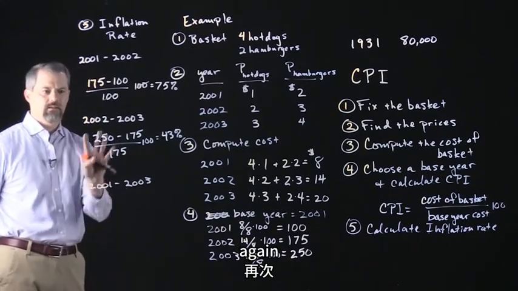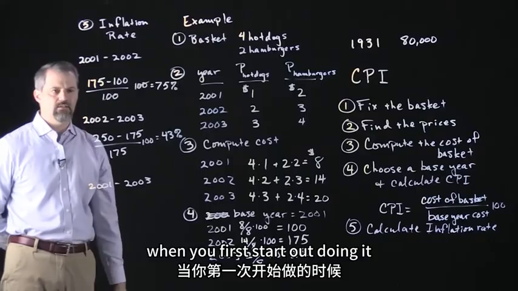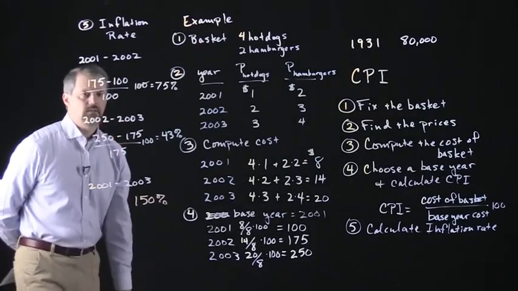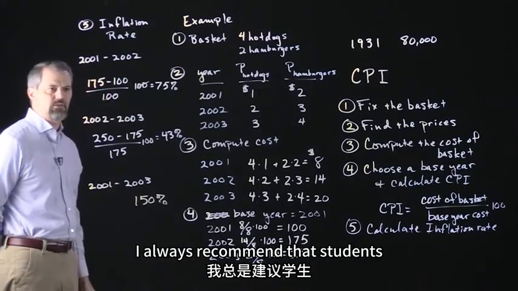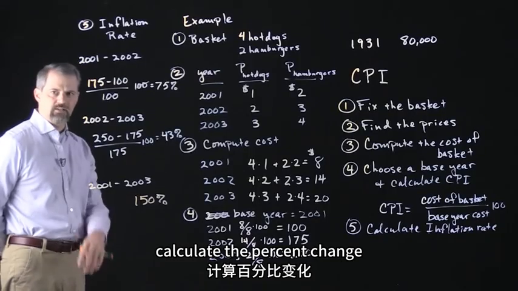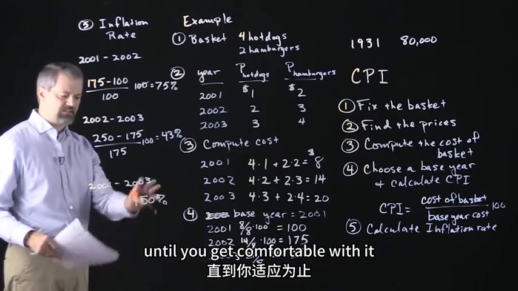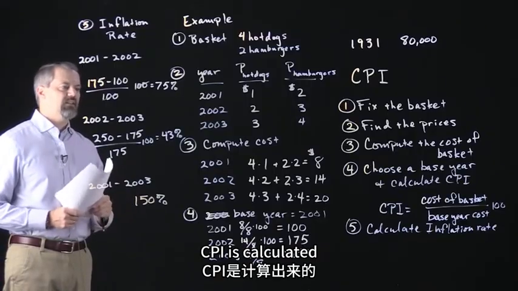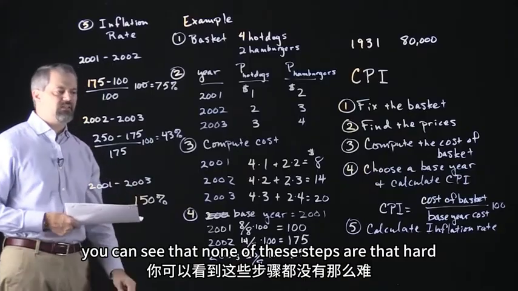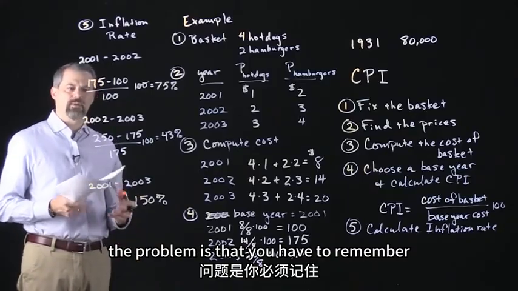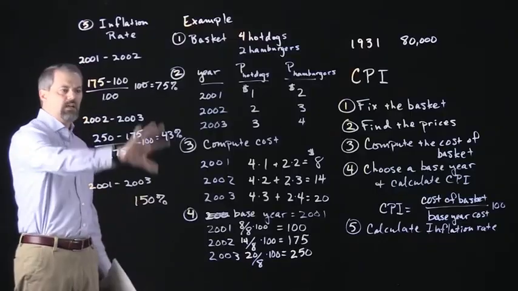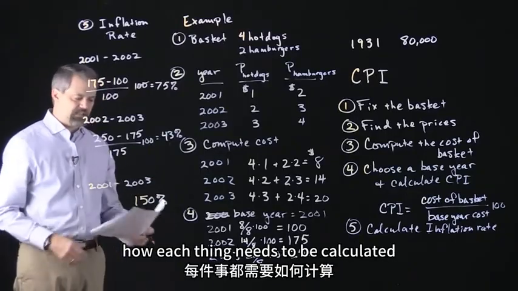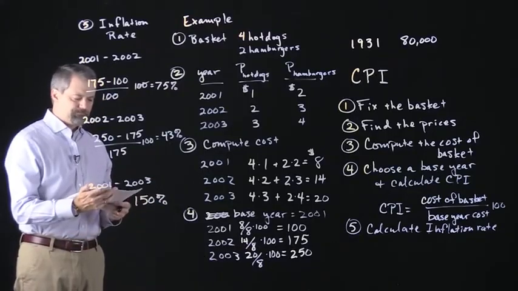Okay? But again, when you first start out doing it, let's write that. When you first start out doing it, I always recommend that students calculate the percent change. Just get used to doing that until you get comfortable with it. So that's how the CPI is calculated. And again, you can see that none of these steps are that hard. The problem is that you have to remember how each step needs to look, how each thing needs to be calculated.